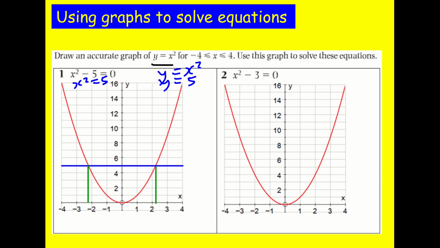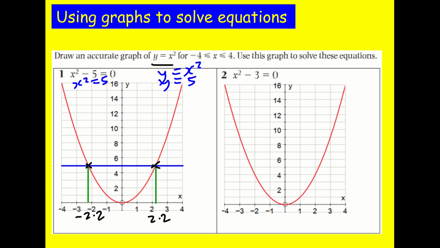And this is only approximate, but I can see it's more than 2, it's less than 2.5, it's probably about 2.2 and minus 2.2. Those would be my two solutions to this equation. And that's how we can deal with it. We have to draw some lines to use the graph.